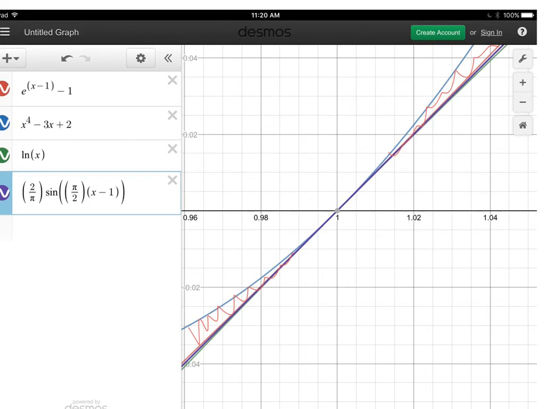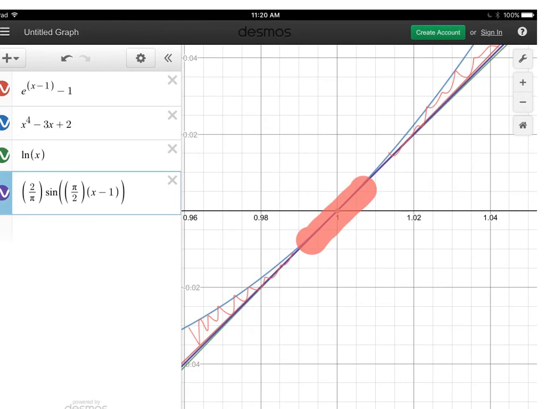So that's why they all have the same linearization, because right about from here, they're darn near identical. If I would have zoomed in farther, those 4 functions would have looked almost the same. So that's why the linearization is the same.